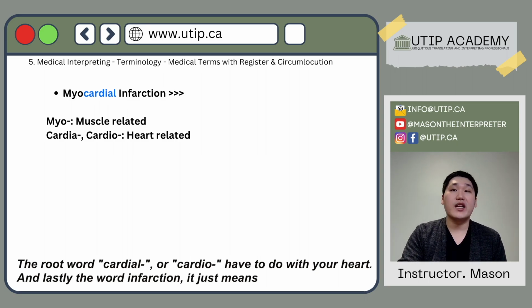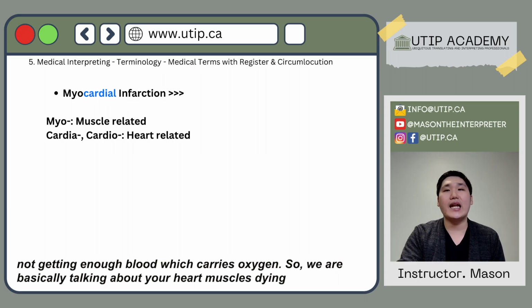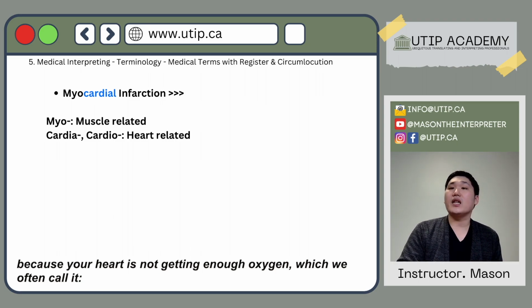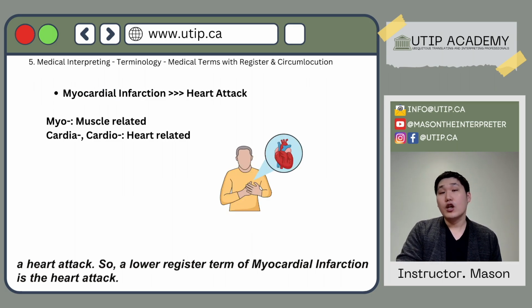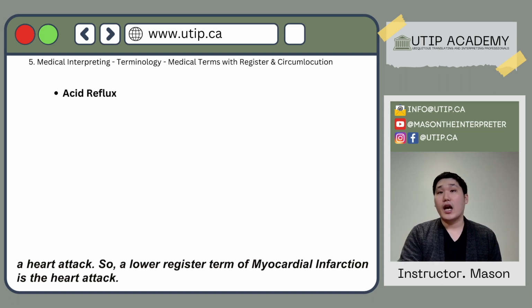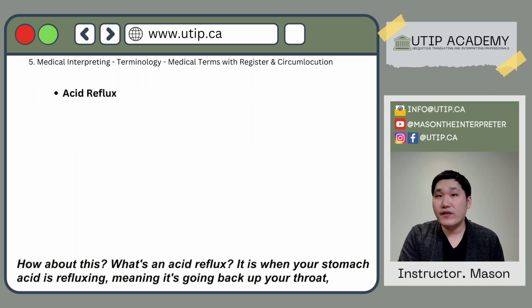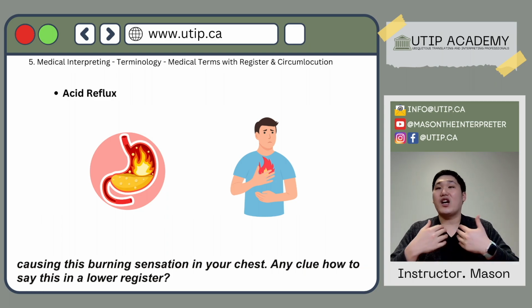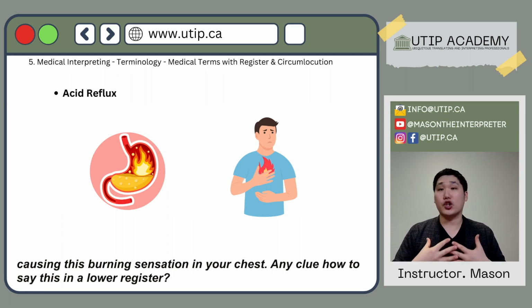And lastly, the word infarction, it just means not getting enough blood, which carries oxygen. So we are basically talking about your heart muscles dying because your heart is not getting enough oxygen, which we often call a heart attack. So a lower register term of myocardial infarction is the heart attack. How about this? What's an acid reflux? It is when your stomach acid is refluxing, meaning it's going back up your throat, causing this burning sensation in your chest.